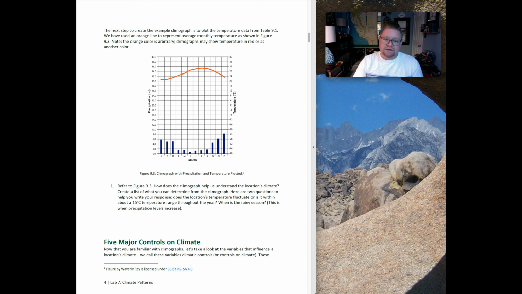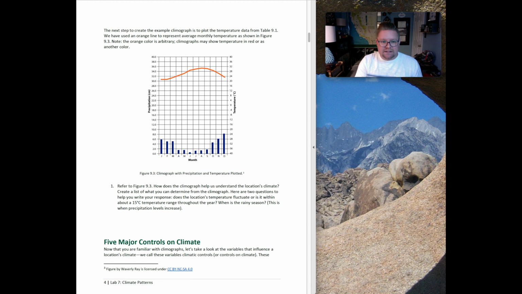So question 1 says, refer to the completed climate graph 9.3, and how does this climate graph help you understand the location's climate? Create a list of what you can determine based on your observations. What can you interpret about this location based on these values?